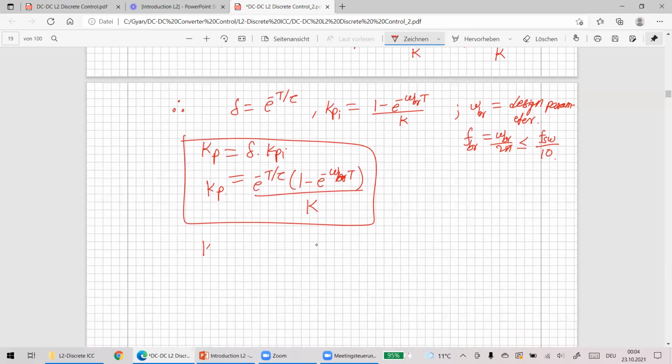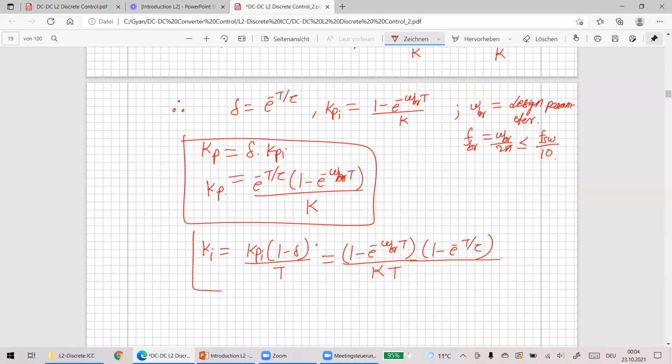And you can write KI as KP times (1 minus del) over T. So the KP is this. And then del is 1 minus e to the power of minus T over tau. So these are our final expressions for KP and KI.